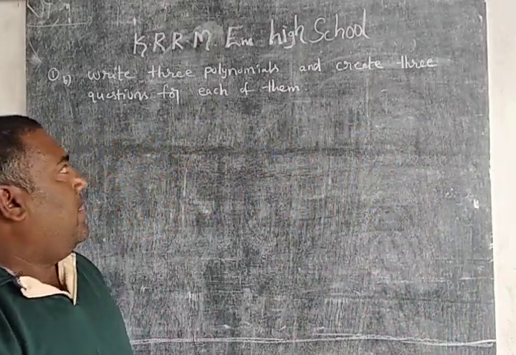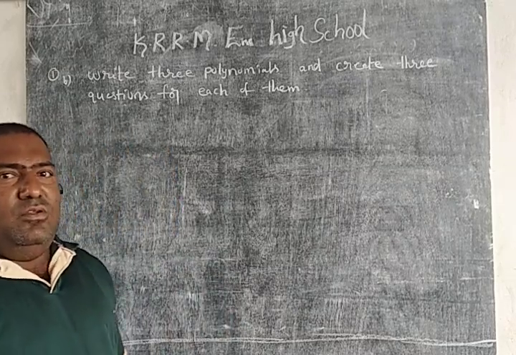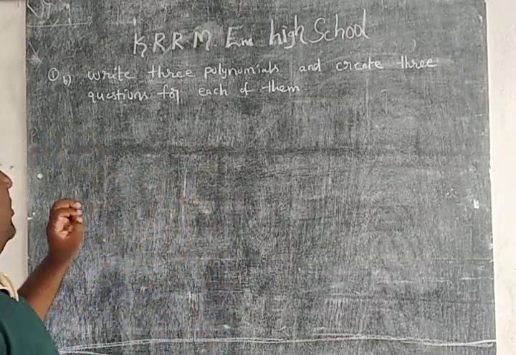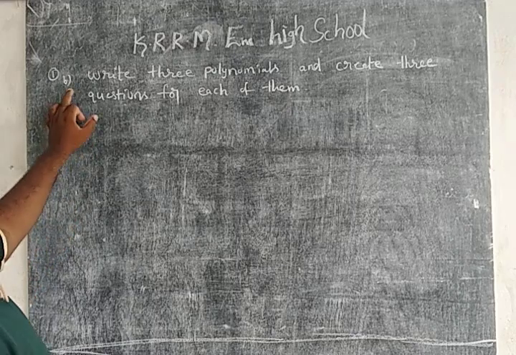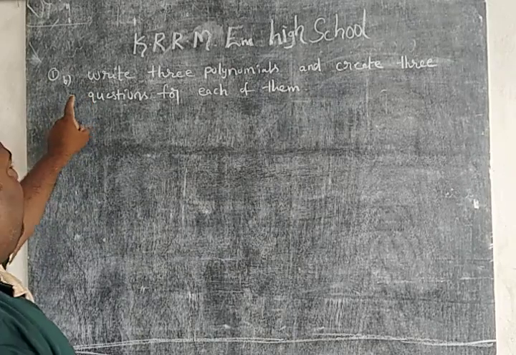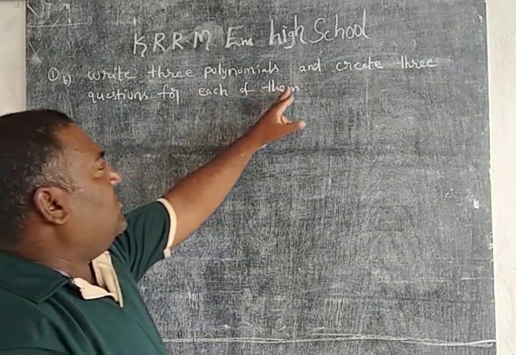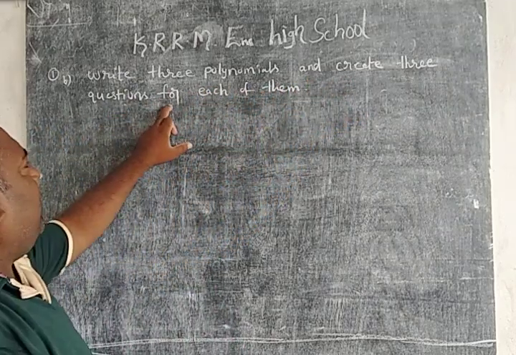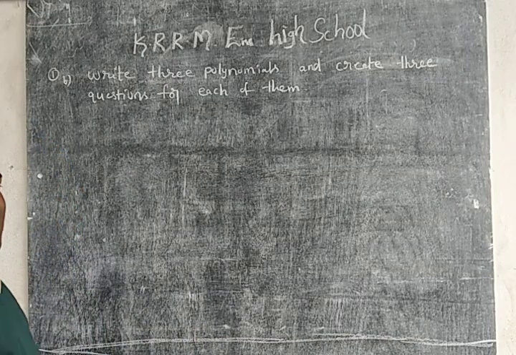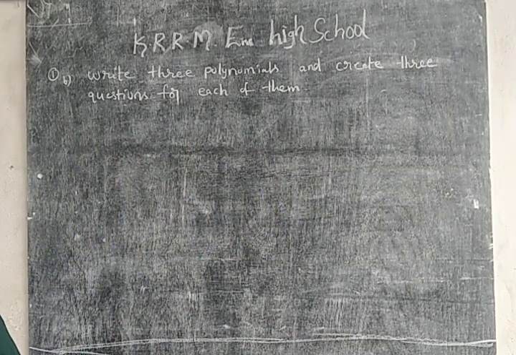Yesterday we were discussing polynomials, exercise 3.1 problems. In exercise 3.1, one problem was missed in yesterday's class, so today we are discussing this problem. Write three polynomials and create three quotients for each of them. So the question is, write any three polynomials and create three quotients for each of them.